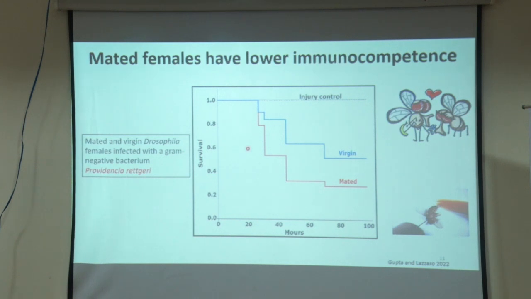If mated and virgin Drosophila females are infected with a gram-negative bacterium, Providencia rettgeri, the way infections are done is that a thin needle is dipped in bacterial suspension and the flies are infected with this bacteria. When mated and virgin females are infected, on the x-axis is hours post-infection, and on the y-axis is survival post-infection. What we see is that mated females have lower immunocompetence, or they die more because of this infection with Providencia compared to the virgins. So we asked why do mated females have poor immune response?